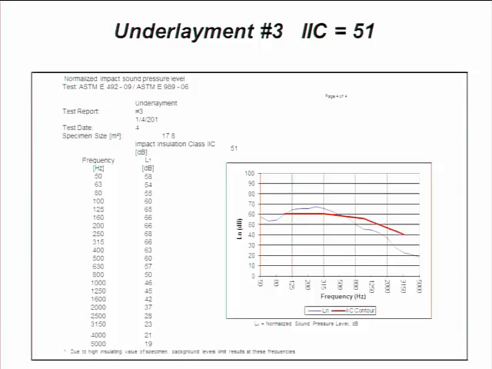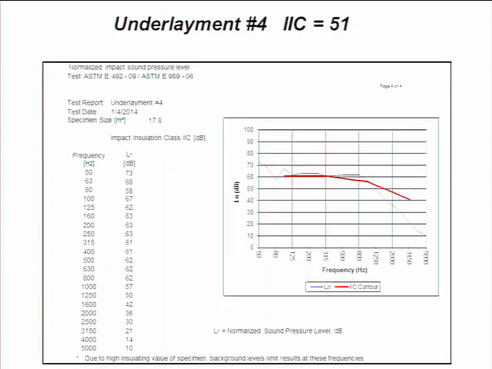Here's an example of a 51. In fact, the last couple slides are an example of a 51. Much better at the higher frequencies and poor at the lower frequencies. But it's a 51, and the reason I'm showing you this is that the next slide is also a 51, but definitely a different contour. Here we have a very bad peak at the low frequency, poor but close to average at the mid frequencies, and pretty good at the high frequencies. This is still a 51, so the IIC doesn't tell you the whole story.